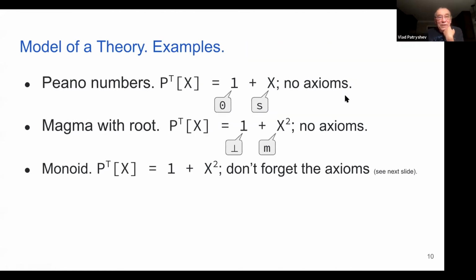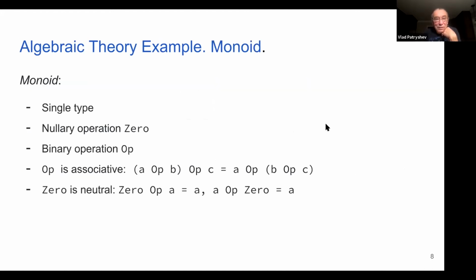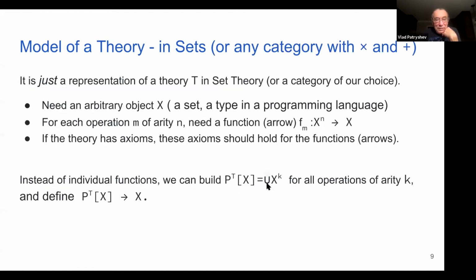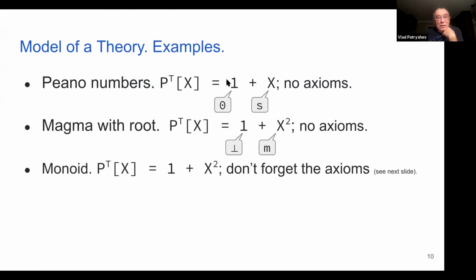That's it. Here are examples. Peano numbers. What do we have in Peano? We have a zero operation, nullary, and we have a unary operation s. So we need for this x to the power of 0, which is 1, and x to the power of 1, which is x. So this functor P_T is just a union of two possible powers, power of 0 and power of 1. So 1 plus x. This is the functor for Peano numbers. Looks a little bit like the option functor, right?